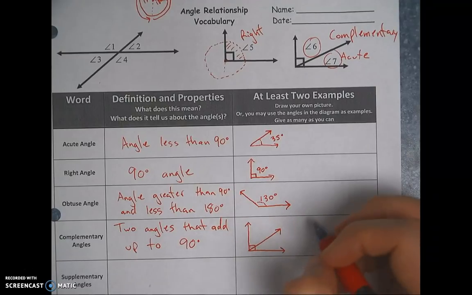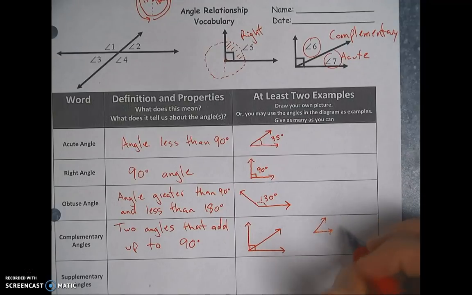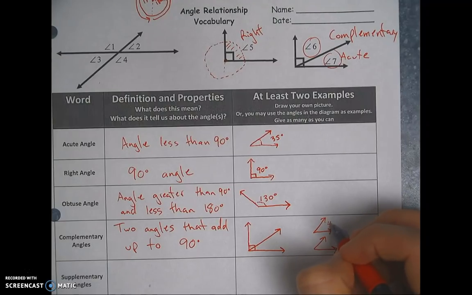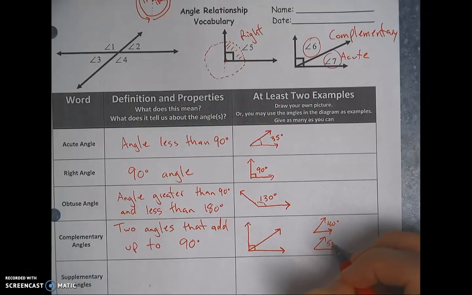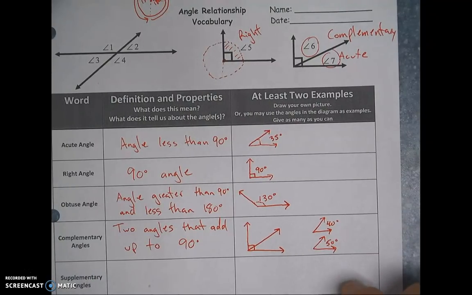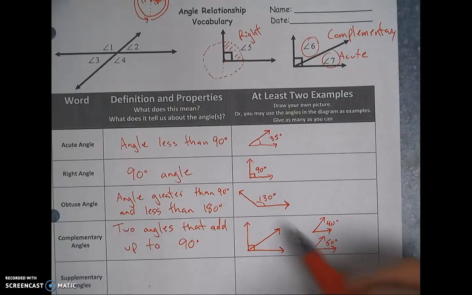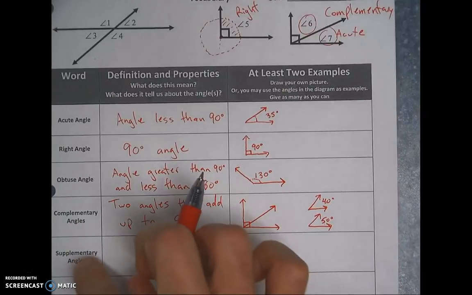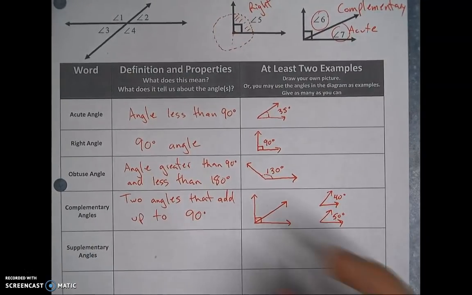Now, it is possible to have complementary angles that aren't connected. So you could have an angle here, and you could have another angle here, not touching each other. And if this one's 40 degrees and this one's 50 degrees, then these are complementary because they add up to 90. So the only stipulation is they add up to 90. They don't have to be connected, but they can be. All right, that's complementary.